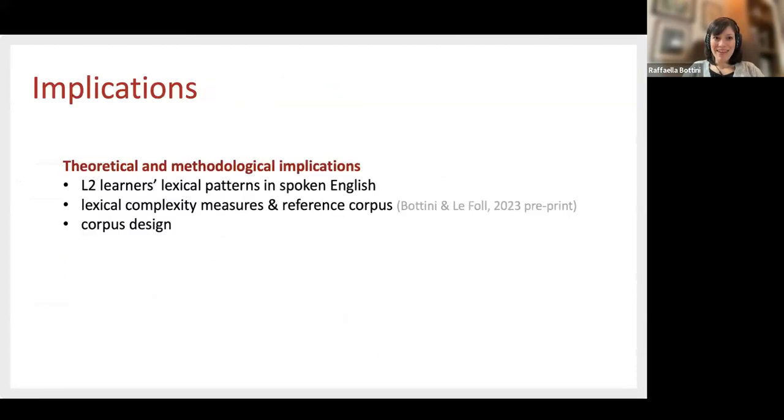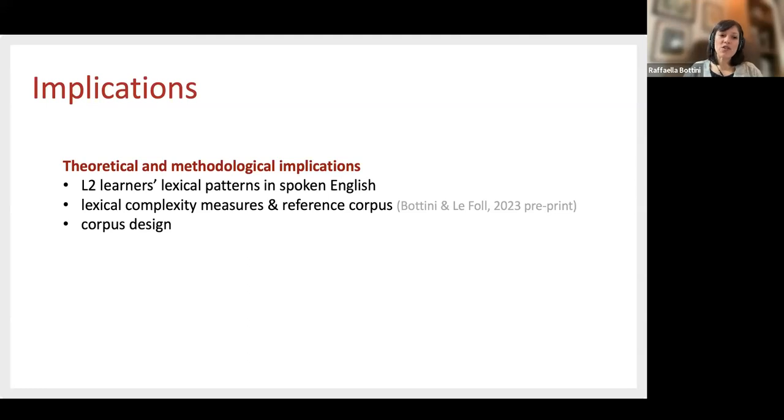So the implications of this study are theoretical and methodological, because of course, analyzing these corpus data highlights lexical patterns that are used by L2 learners of English. They also contribute to methodological developments and innovations in terms of developing lexical complexity measures further, reflecting on the reference corpus. And here you have the reference that I mentioned before about the paper on the curious effect of the reference corpus. So what happens if we change a reference corpus? What happens to our lexical sophistication measures, for example?